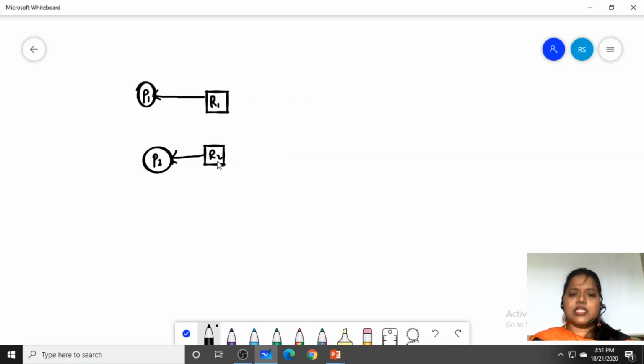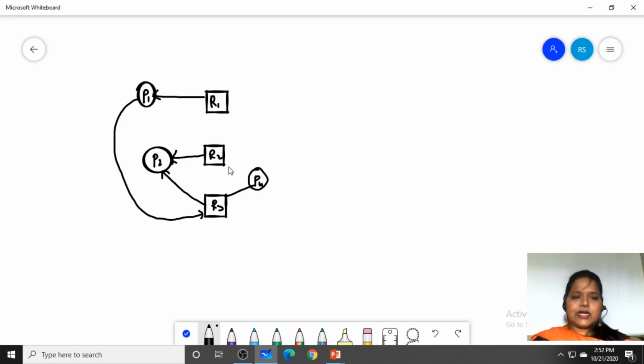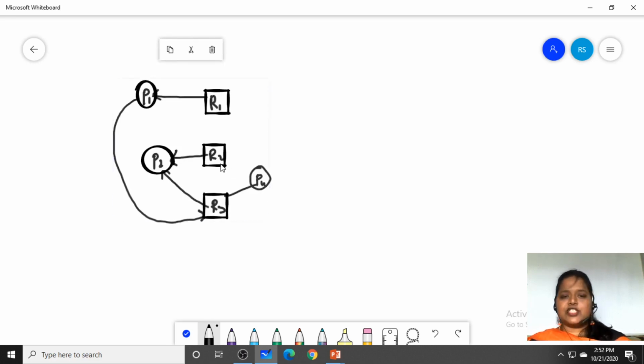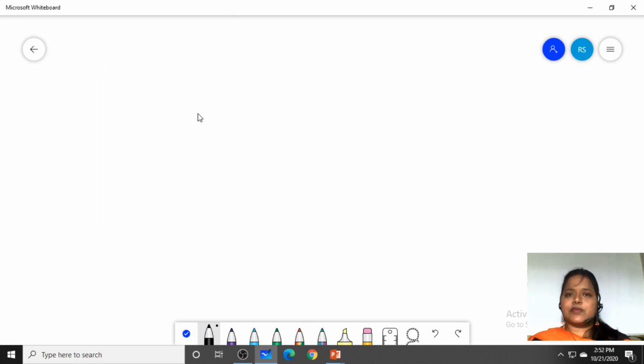Suppose when you see over here, P1 is not requesting R2, so it is safe. P2 is requesting only the resource R2. Suppose if R3 is there, and if P2 is having the resource R3, then the system is safe. If P1 is also asking for resource R3 and this R3 is held by any other process, P4, then we say that it is a deadlock system. But here the situation is not like that.